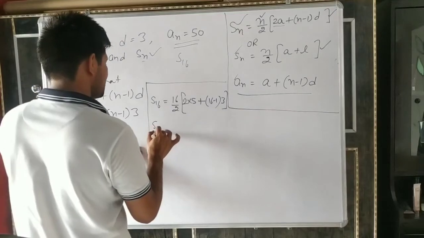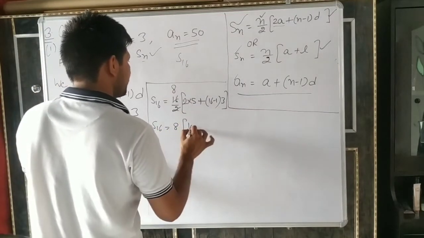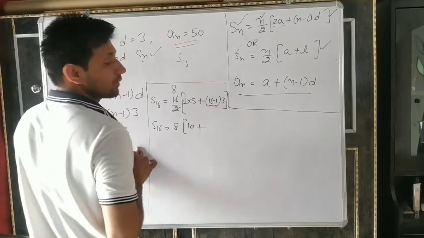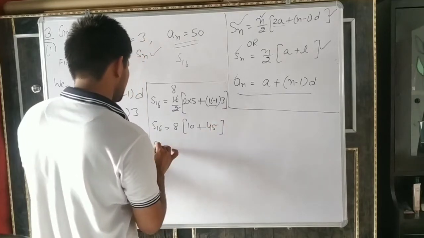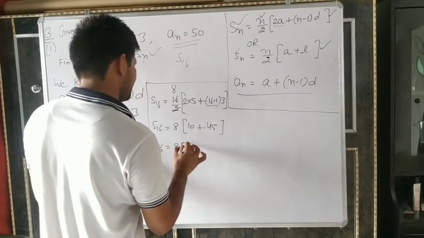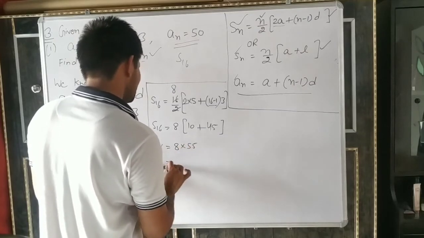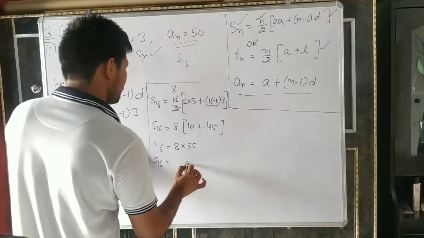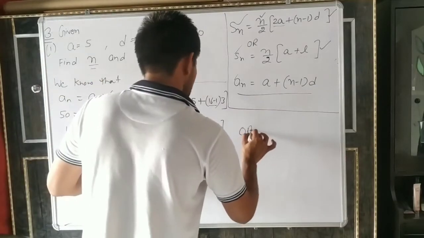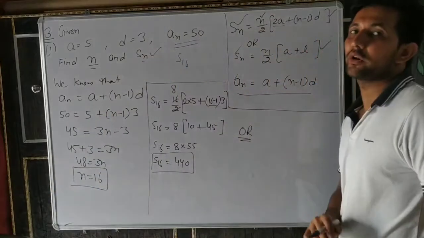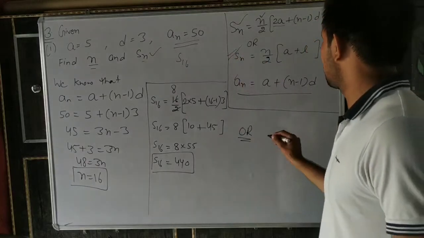Next, S16 equal to 8, 2 into 5 is 10, 16 minus 1 is 15, 15 into 3 is 45. So S16 is 8 multiply 55. So S16, dear, 8 into 55 is 440. What is the answer? S16 is 440.